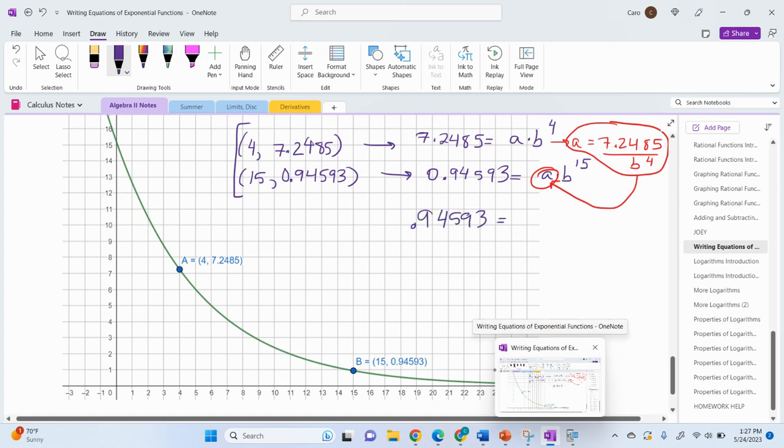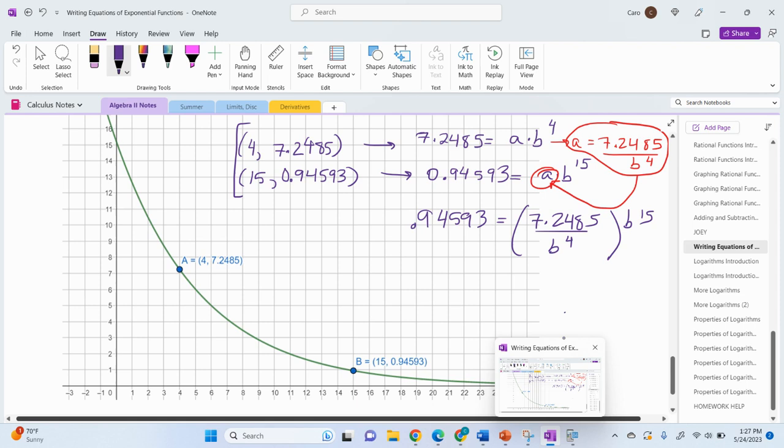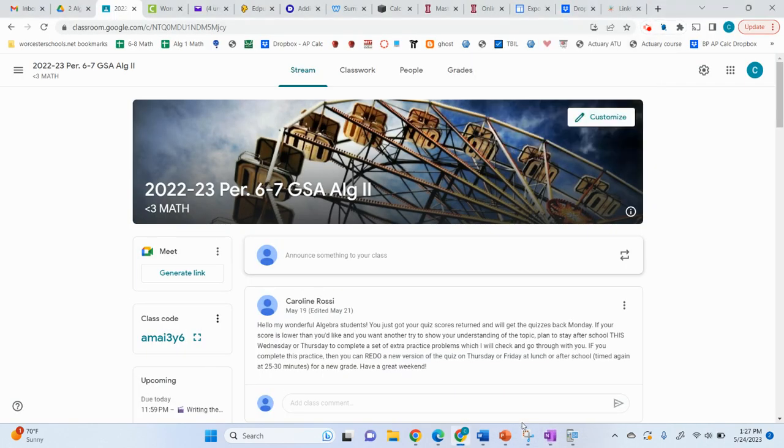So I have 0.94593 equals, I'm going to plug in my A value, 7.2485 over B to the 4th and then B to the 15th. And then you're pretty much always going to do your properties of exponents. So 0.94593 equals 7.2485 B. I'm going to subtract my exponents because I have B to the 15th over B to the 4th. That would be B to the 11th.